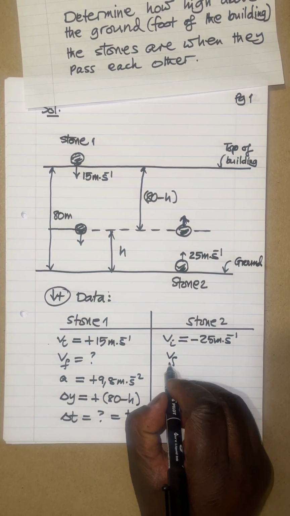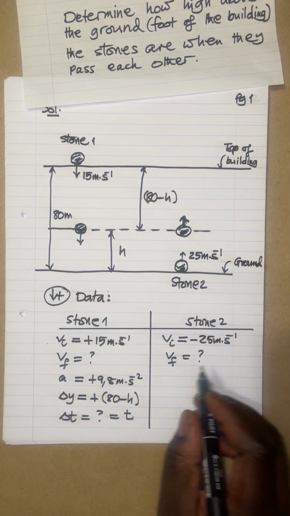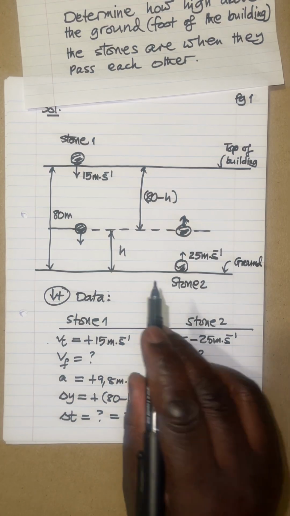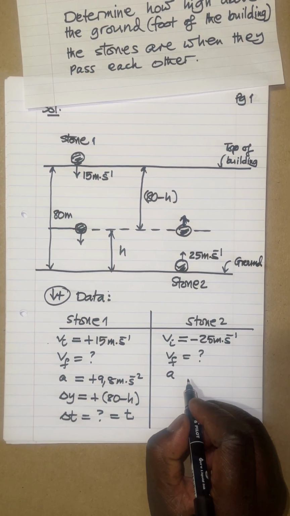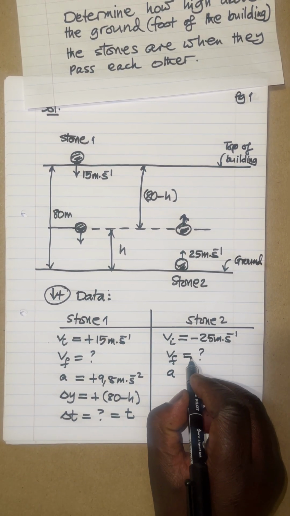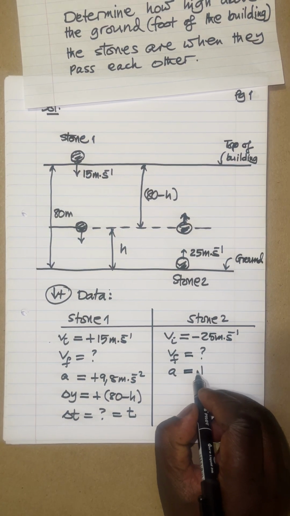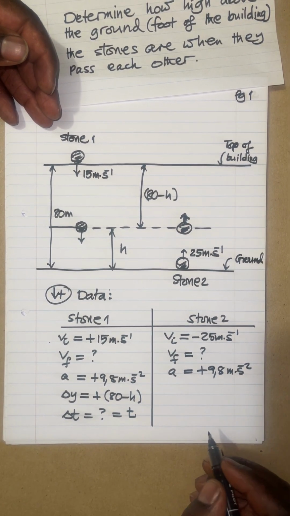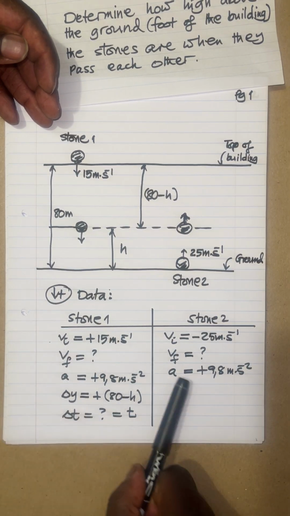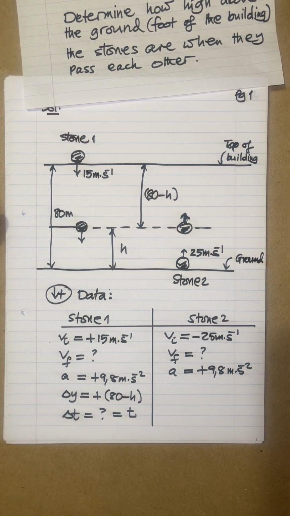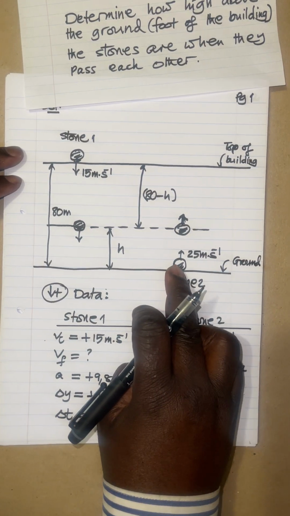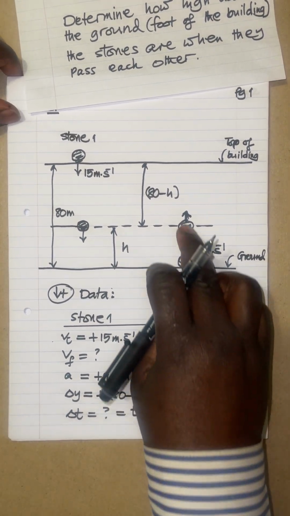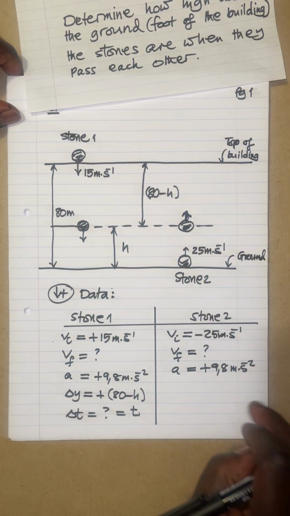Do we know final velocity? No, we don't. Do we know acceleration? Remember, we're taking down as positive, so it doesn't matter where you're going. Taking down as positive, acceleration due to gravity is actually going to be positive 9.8 meters per second squared. Why is it positive? Because downwards is positive and this acceleration is also downwards. In other words, this stone is going up, but it's accelerating in the opposite direction. That's why its velocity decreases until finally it will be 0. Then it falls back to the ground.